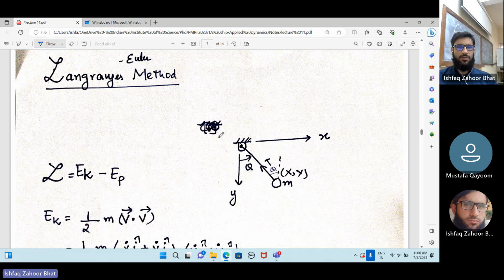So now let's move to the Lagrangian method. I think we have 15 minutes. We started at 10:15, so we will end at 11:15. Is it okay? Okay, sir.